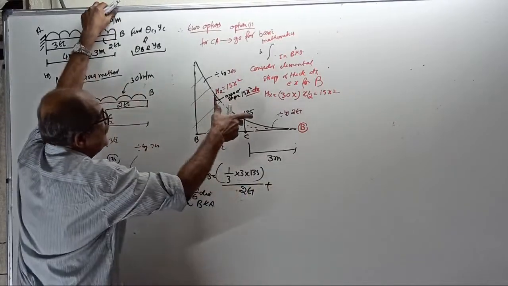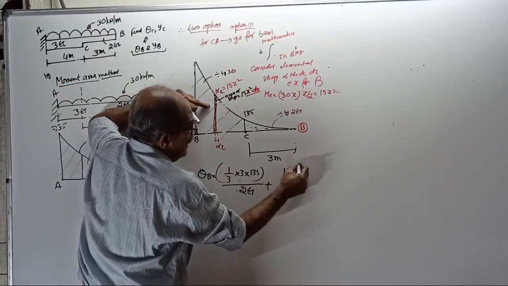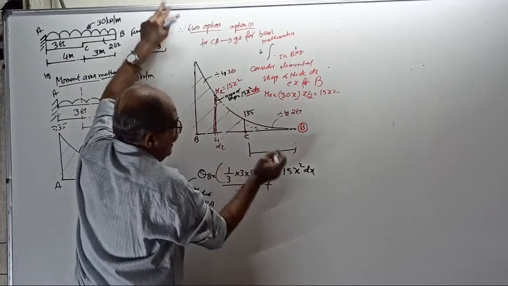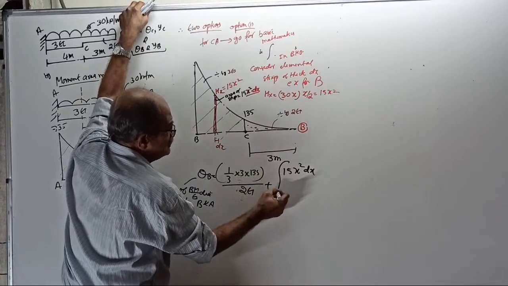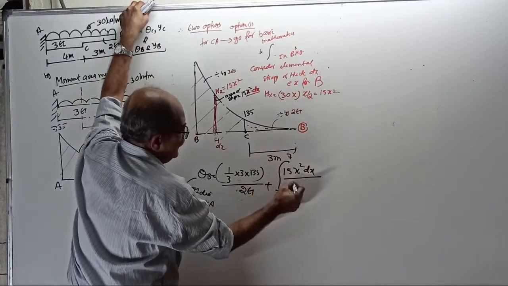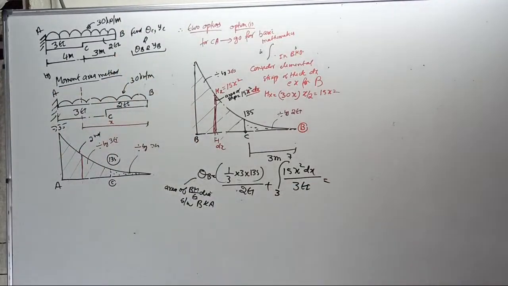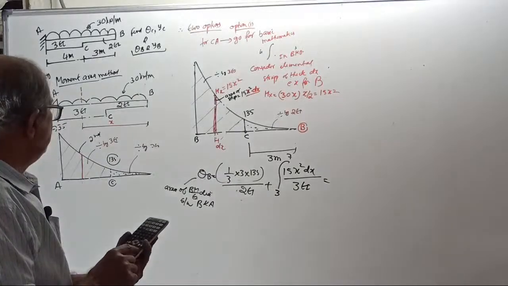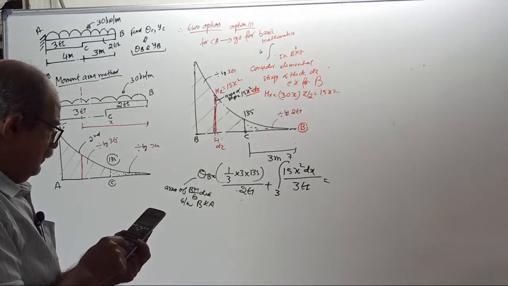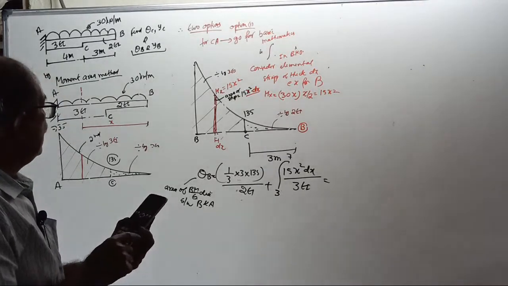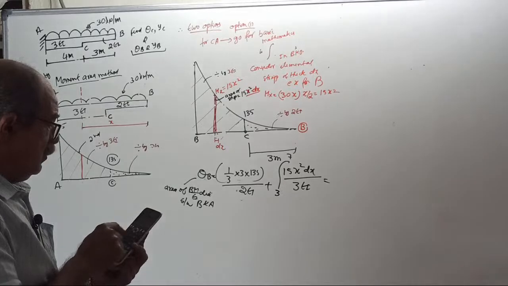Then plus this area I want. If you want this area, it is a strip area of 15x square dx. Integrate from here to here. X is from 3 to 7, divided by 3EI. Tell the answer. Fast answer: 135 by 2 plus 15 by 3 into bracket x cube by 3, 7 cube divided by 3 minus 3 cube divided by 3.